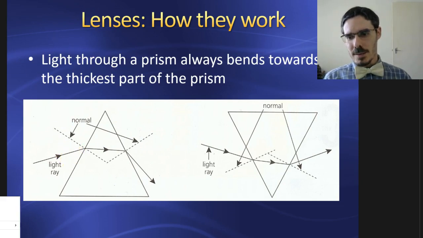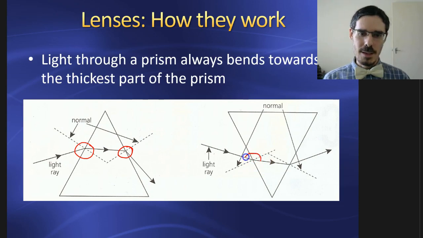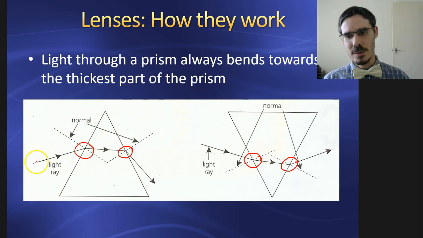As the light ray enters the prism, it's entering a thicker material and it bends towards the normal. And then when it gets to the other side and re-enters the air, it bends away from the normal. Look at the one on the right. As it enters the prism, it bends towards the normal. Then as it re-enters the air at the other side, it bends away from the normal. And the overall result is that the light ray bends towards the thick part of the lens.